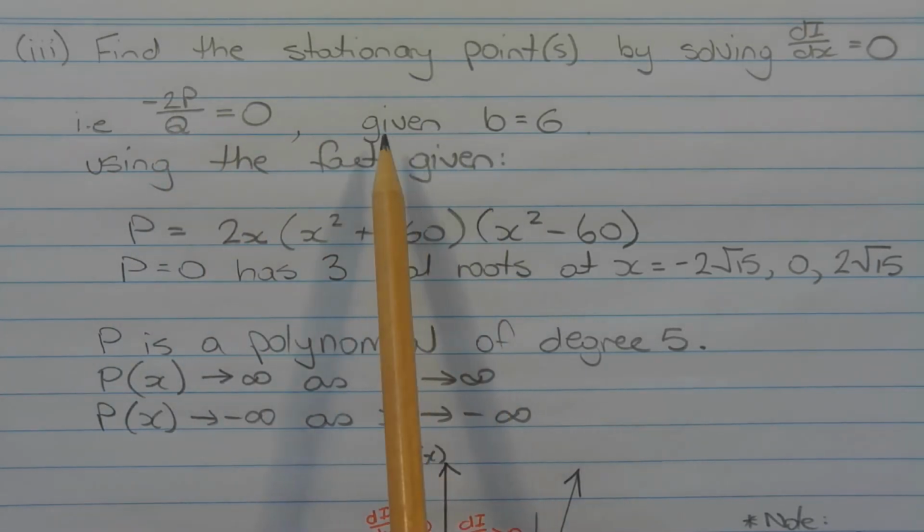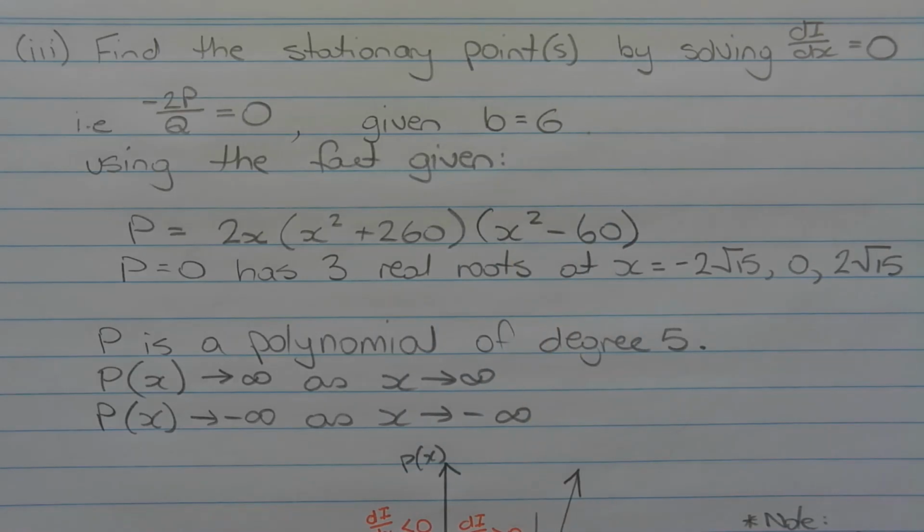Now this fraction can only equal 0 if p in the numerator equals 0. In Part 3 though, we're given b equals 6 rather than b equals 15. So substituting b equals 6 into the factor given, we can express p in factor form, so p is equal to 2x times (x squared plus 260) times (x squared minus 60). Now the equation p equals 0 has three real roots at x equals negative 2 root 15, 0, and 2 root 15.